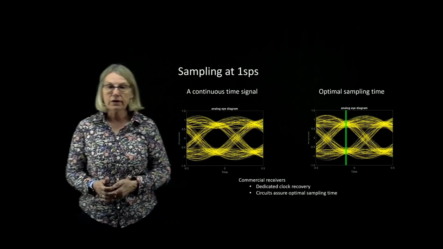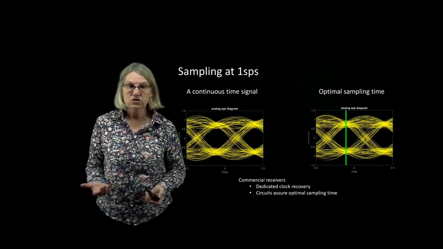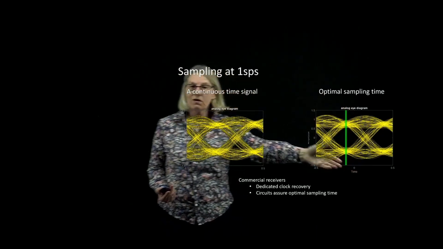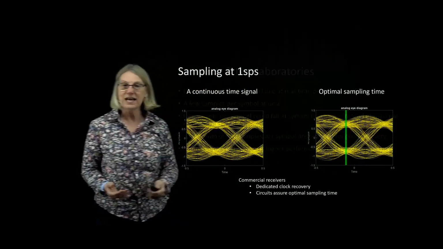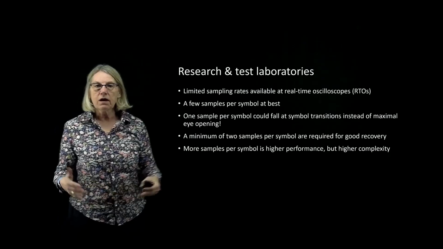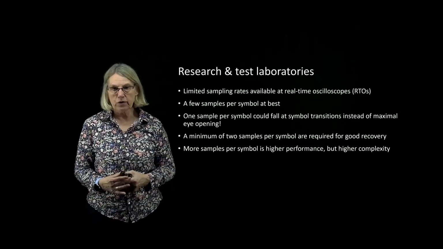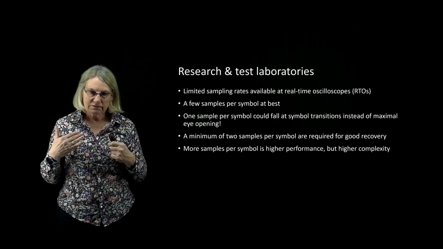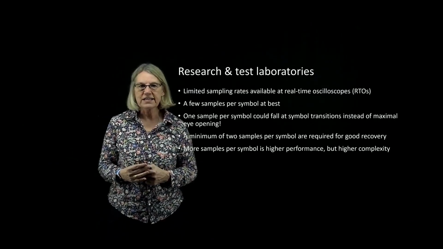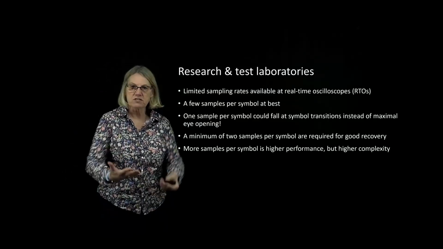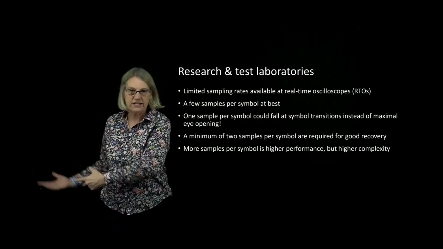However, in the laboratory, we don't have this available to us. So we cannot sample simply at 1 sample per symbol because we just don't know when that sample should be taken. So we are going to deal in the laboratory scenario when we're doing experiments with coherent detection. We're going to have to use a real-time oscilloscope. The real-time oscilloscope allows us to capture the signal and do offline processing.